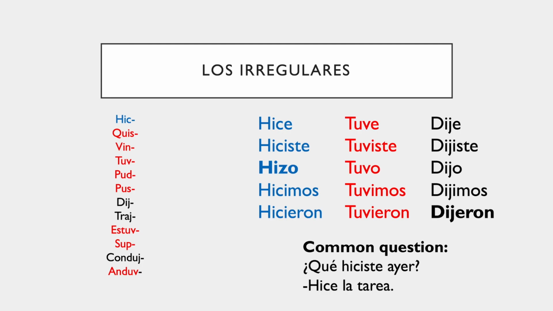Then we have the black ones, like dije. Okay, this comes from decir, so all three of these are going to be conjugated in the same way. We have dije, dijiste, dijo, dijimos, and dijeron. Now I put this one in bold because you need to note that there's no I here. In tuvieron we had an I, and in hicieron we had an I as well. And finally, a very common question that you'll hear is ¿Qué hiciste ayer? So your response to that could be something like hice la tarea.